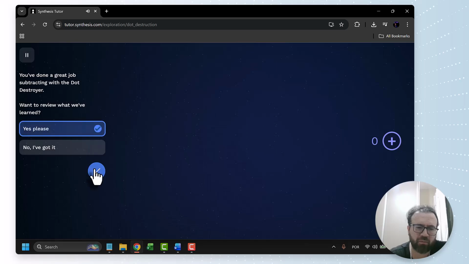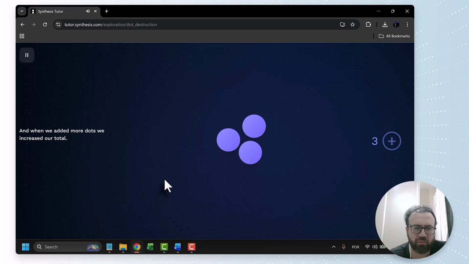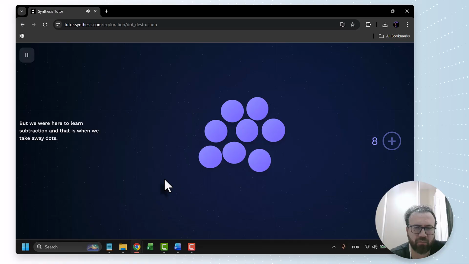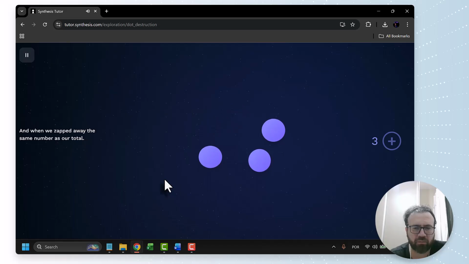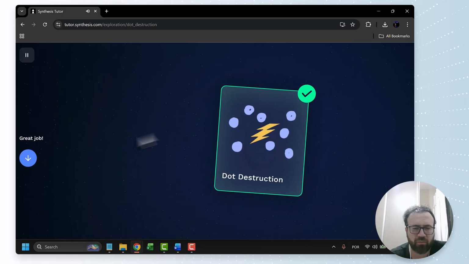Want to review what we've learned? All right, let's do this. First, we saw that we could add dots. And when we added more dots, we increased our total. But we were here to learn subtraction, and that is when we take away dots. And we could take away dots by destroying them with our zapper. And when we zapped away the same number as our total, we are left with 0. We also learned that we can either write subtraction with a minus or by saying what we were removing. But let's pack away the dot destroyer for now. Great job.